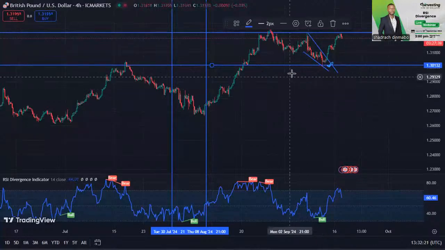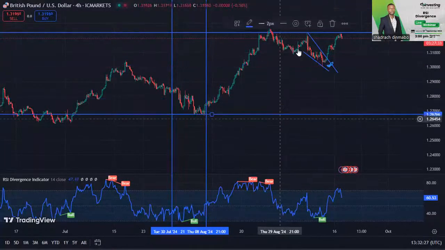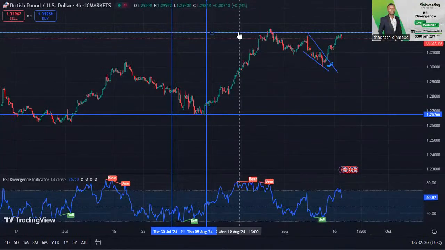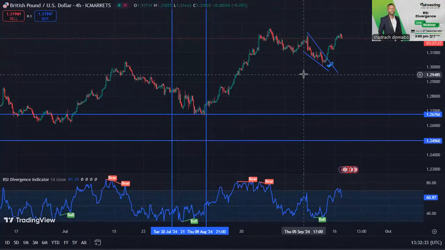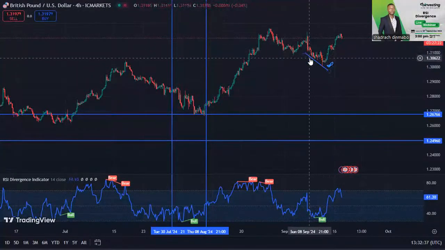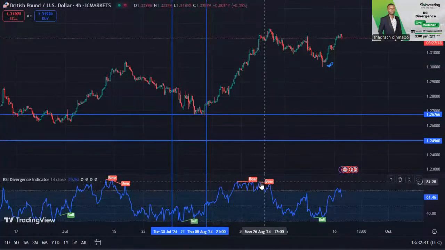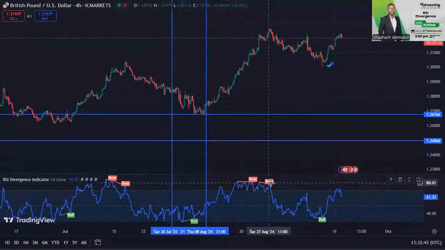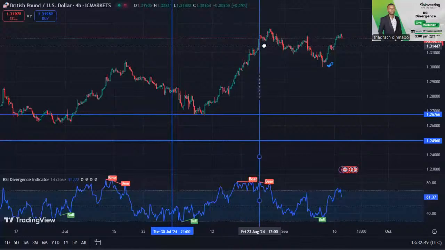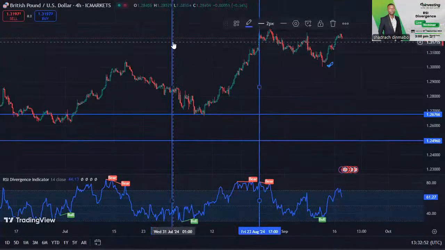Let's look at if we back test, we want to see the other ones that have appeared. Assuming we're back testing, going back to the previous one that appeared, you can see that we have this. Here, we have a bearish divergence. And this is the bearish divergence we're talking about, this one here, and this one here.